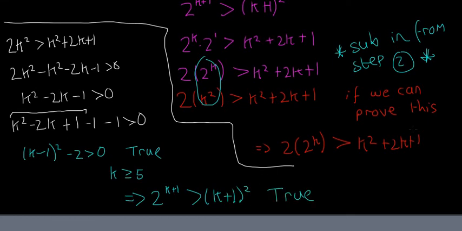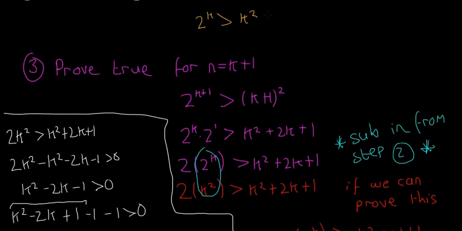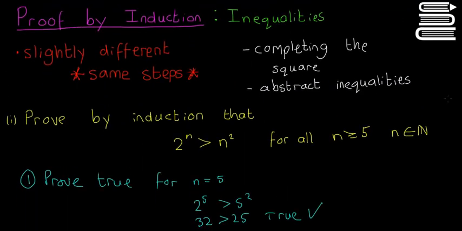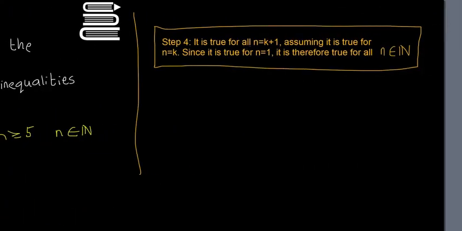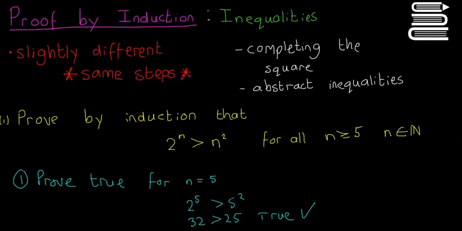Alright, so that's what we tried to prove. So again, the trick is just in subbing this little thing here. So from step 2, you sub whatever you had in step 2 into step 3 to help you prove it. And then once you do prove it, you finish off with the same statement. And I haven't rubbed it out since. Still up here. Step 4, it is true for all n is equal to k plus 1, assuming it is true for n is equal to k. And since it's true for n is equal to 1, therefore it is true for all n in the set of natural numbers. So that's how to do proof by induction using inequalities.